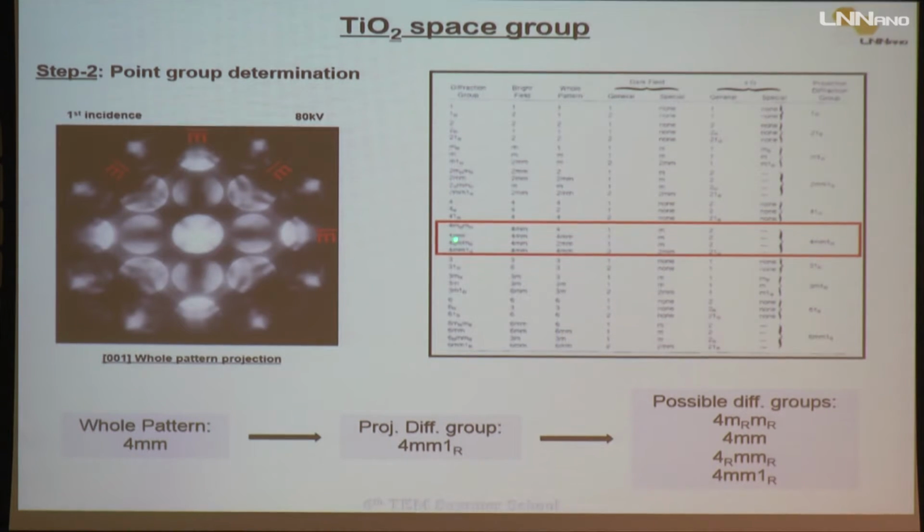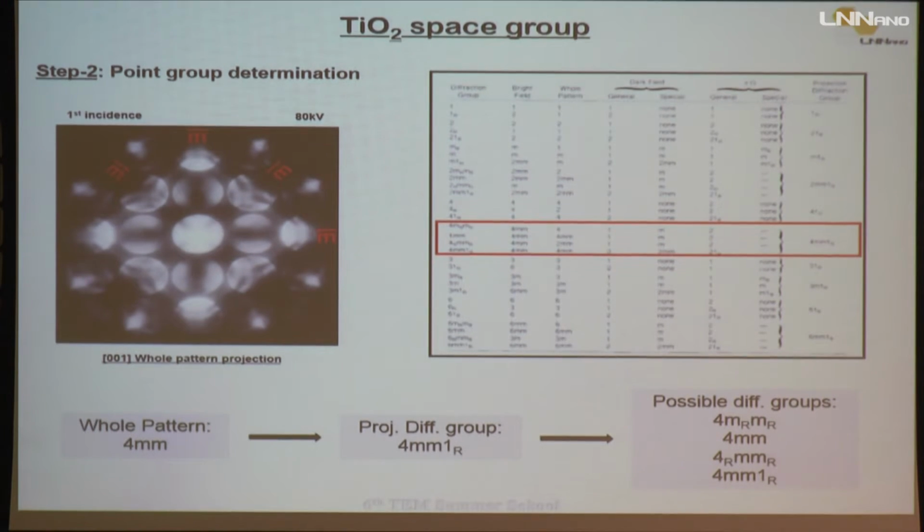Based on that I can link to the number of different possible diffraction groups that this crystal can have. That's 4mR, 4mm, 4R_mm_R, 4mm1R. These are the 4 possible diffraction groups. Now I need to reduce the possible diffraction groups, and I need to eliminate the others. It can be one among these 4.